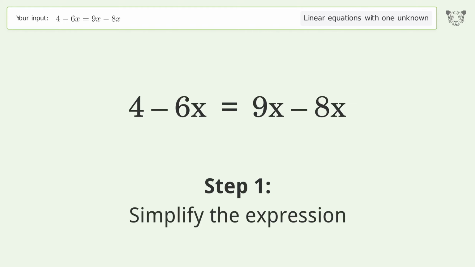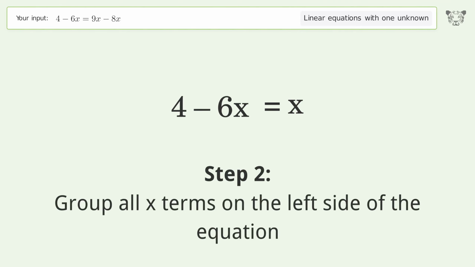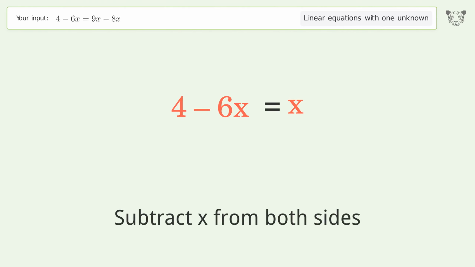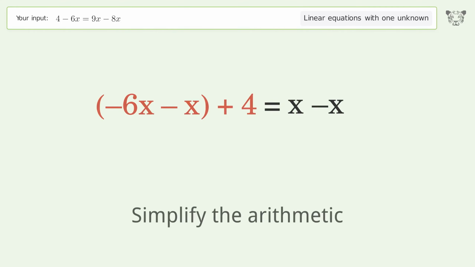Simplify the expression. Combine like terms. Group all x terms on the left side of the equation. Subtract x from both sides. Group like terms. Simplify the arithmetic.